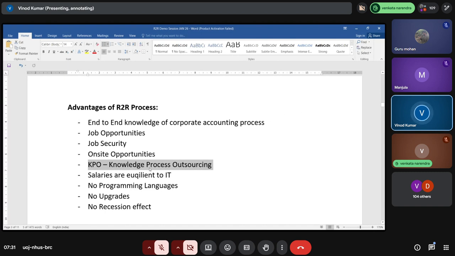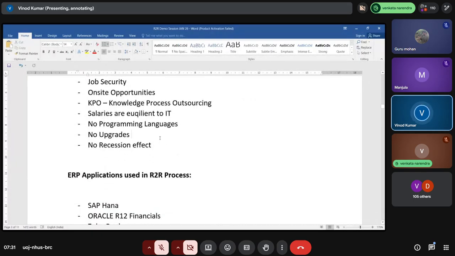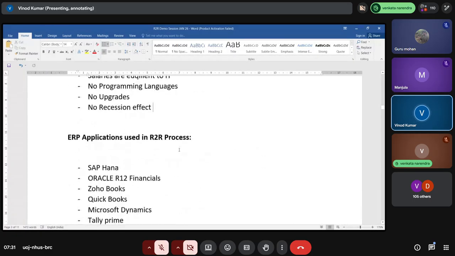So that feasibility will also be there, and the salaries are equivalent to IT, and there are no programming languages, guys. Believe me, 6 months back, I placed someone and for only 1 year of experience they gave 9,60,000. For 2 years they gave 14 plus. That much package they are paying if you perform well in the interviews. So it is equivalent. There are no programming languages, no upgrades, no recession effects. So these are the advantages of the R2R process.